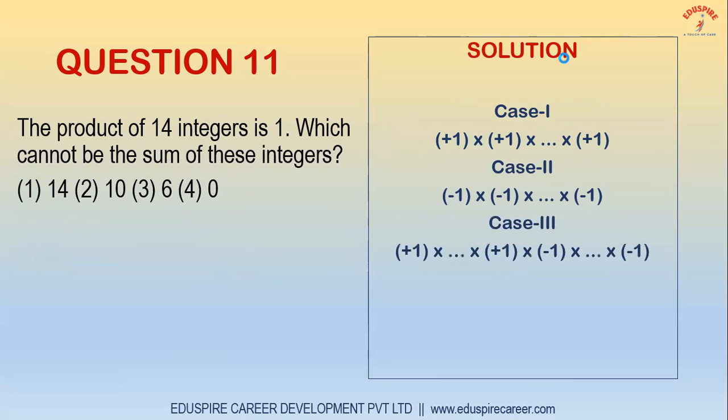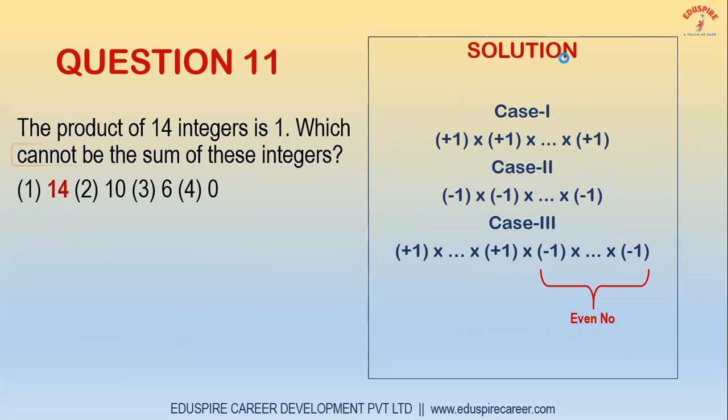The other thing that we can have is some of the values will be plus 1 and the other values will be minus 1. But one thing that we have to keep in mind in that case, the number of minus 1s must be an even number. You see, only then that portion will give me a product of plus 1. Now, in this case, they have said which cannot be the sum of these integers, which means we have to eliminate the possible choices. So we have to mark that option where the number is impossible.